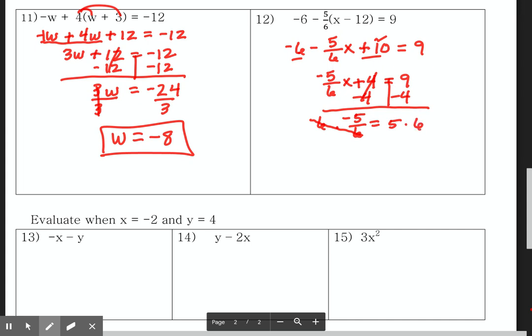But whatever you do to one side, you must also do to the other. I believe I forgot to bring down my x here. So we're going to bring down negative 5x equals 30. 5 times 6 is 30. And then we divide both sides by negative 5.